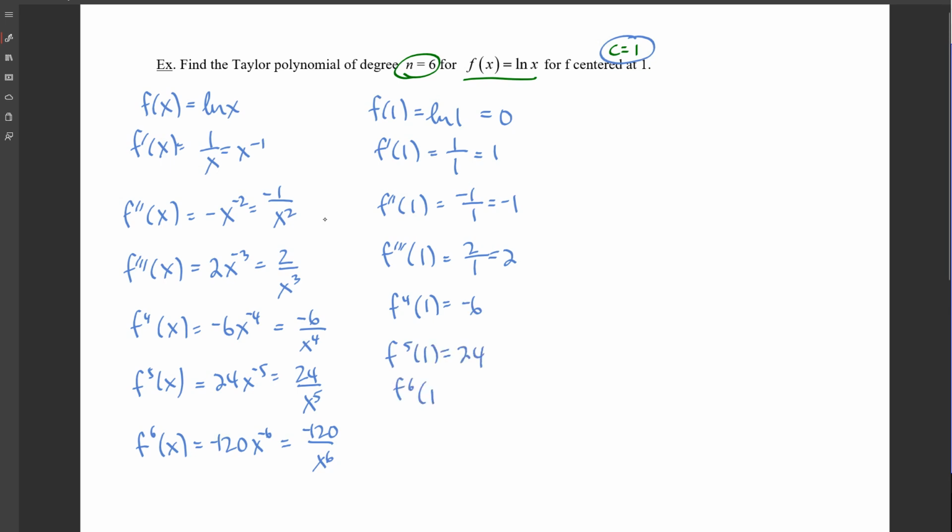And the sixth derivative at 1 is going to give me negative 120. All right, what do I do with all of this? I write a Taylor polynomial, okay? How do I write the Taylor polynomial?